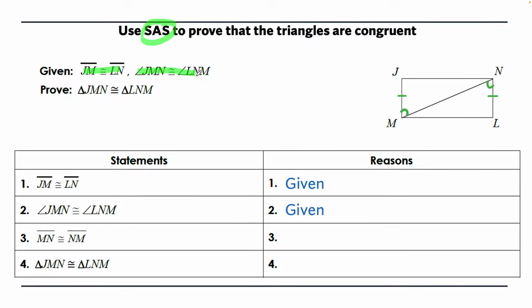Now the next statement they told us was MN is congruent to MN. That's the trick we just learned in the last one, right? That's the reflexive property. And now the triangles are congruent. How? Because we've got 2 sides and an angle between them that have been marked congruent. So that's side, angle, side.